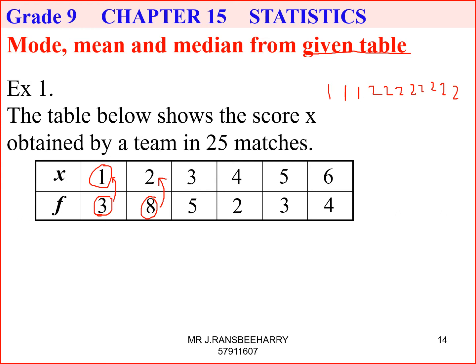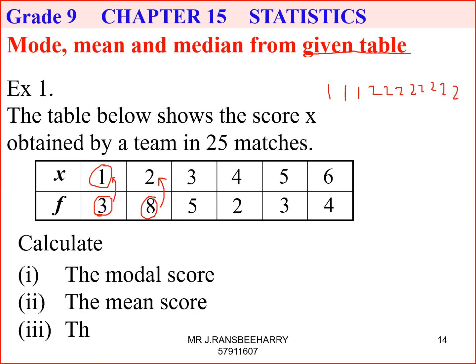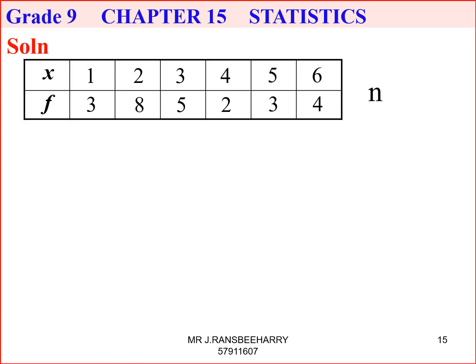So in all, there are 25 matches. Calculate the modal score, which means the mode, the mean score, and the median score. Here we have our frequency. This is also called the frequency table. So the number of matches is 25. So n is 25.